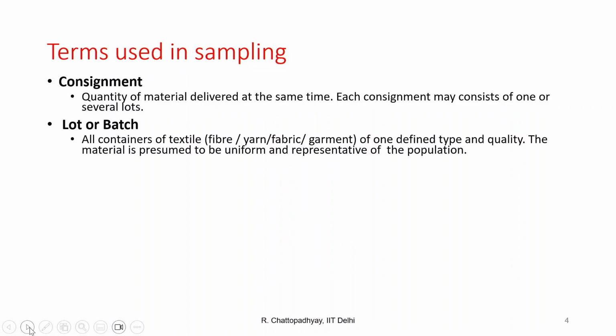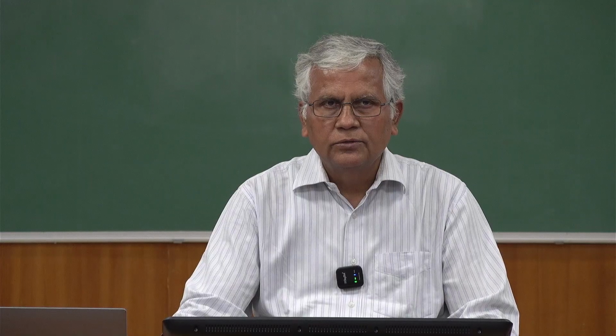But at a time, whatever is coming, that is one consignment. Then comes lot or batch. All containers of textiles, that is fiber or yarn or fabric or garment, whatever they are, of one defined type and quality will be considered as a lot. The material is presumed to be uniform and representative of the population. So that is how the lot or a batch is defined.